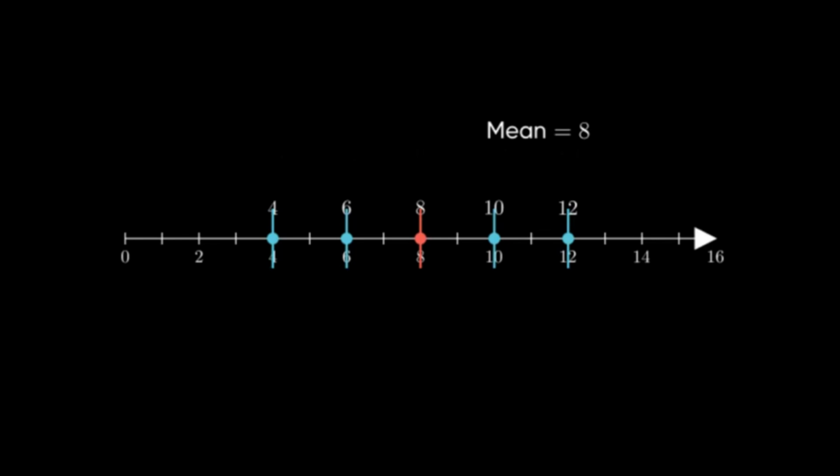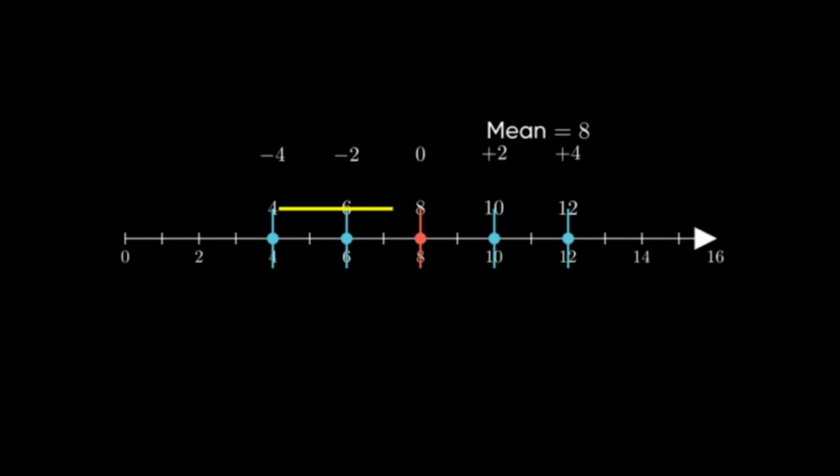Now let's measure how far each data point is from the mean. This distance is found by subtracting the mean from each value. If the result is negative, the point is below the mean. If it's positive, the point is above the mean.